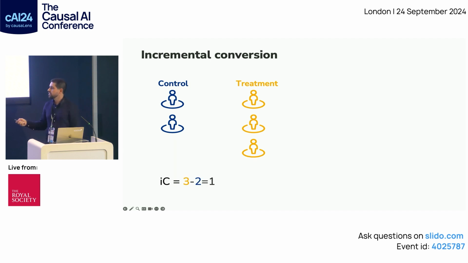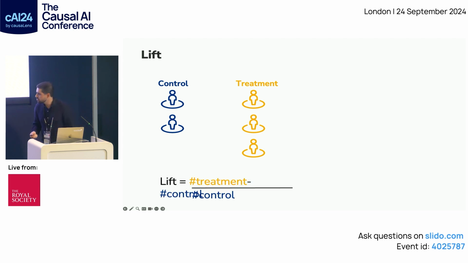So the first thing you can do is you can just calculate something called incremental conversions, let's say. And here you have 3 minus 2. So the control group just represents the world, what would happen in that world if I hadn't done anything, right? And the treatment group represents if I had run that discount. So, I don't know what happened there.